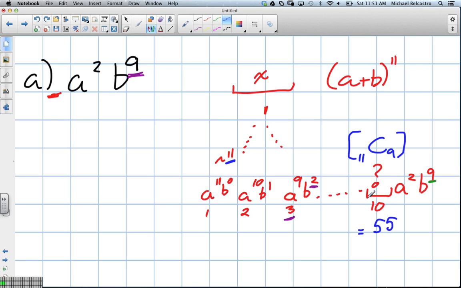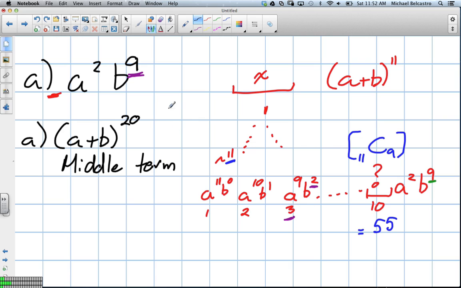Okay? So for instance, let's make up another question. Let's say they say, let's go to the 20th term, or 20th power. Okay? So a plus b to the 20th, middle term. Okay, middle term. They want us to find the middle term.